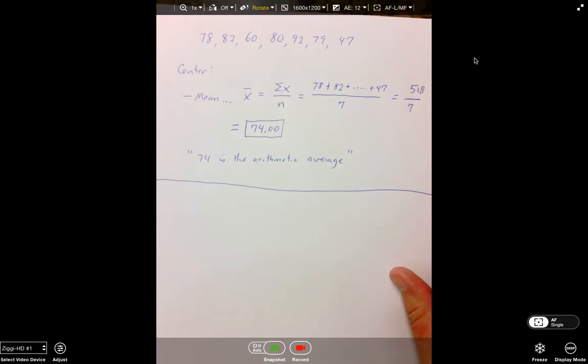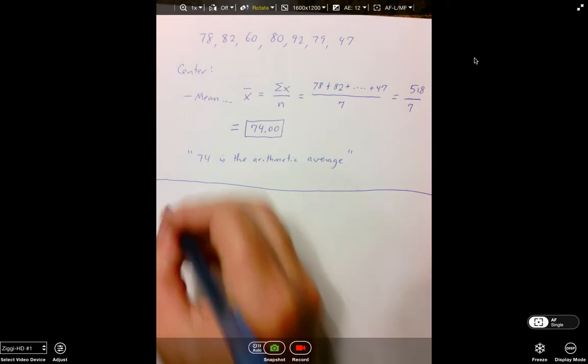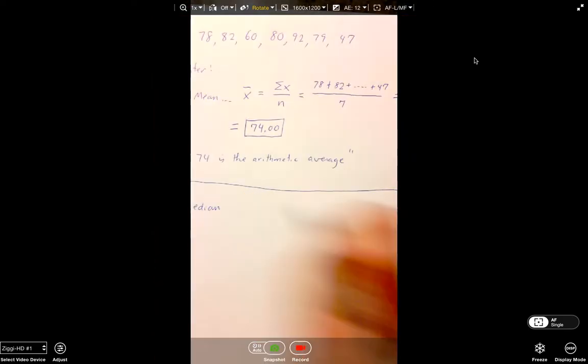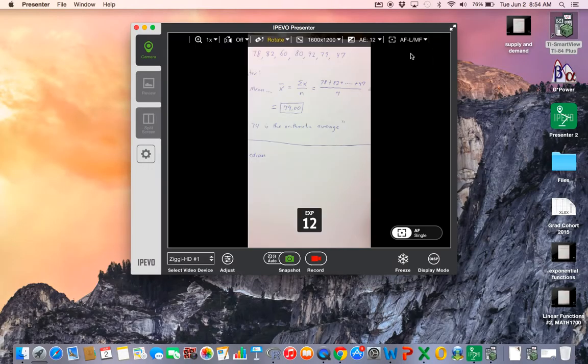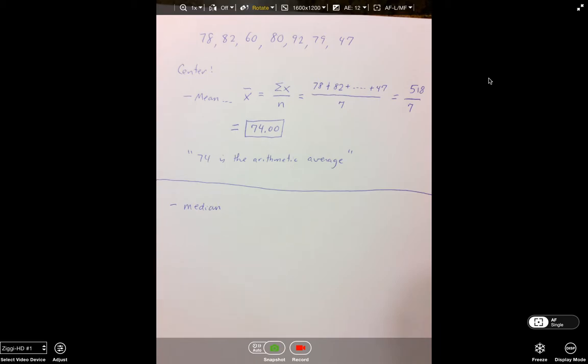So the next thing that we look at in statistics is the median. And guys, I don't know why in the world that my on-screen capture device likes to reset, but it's annoying, and I'll try to keep it in the wide version for you.